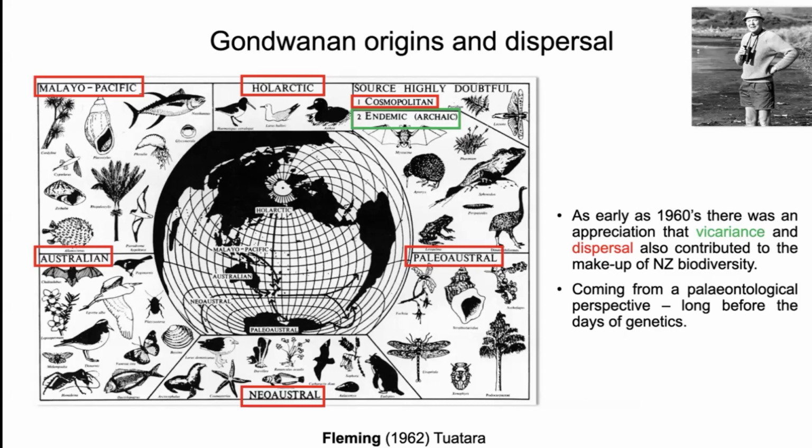But well before that, Charles Fleming, who, if Ewan Fordyce is the father or grandfather of New Zealand paleontology, we can think of Charles Fleming as the great grandfather of New Zealand paleontology, in his seminal publication in the 60s, was suggesting, just based off our fossil record and the distribution of plants and animals, that there was dispersal and vicariance.